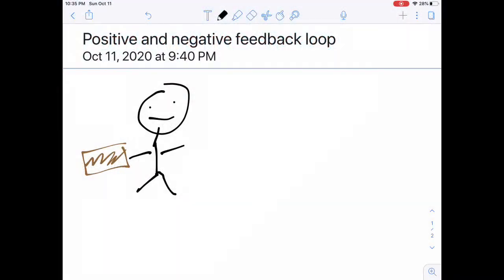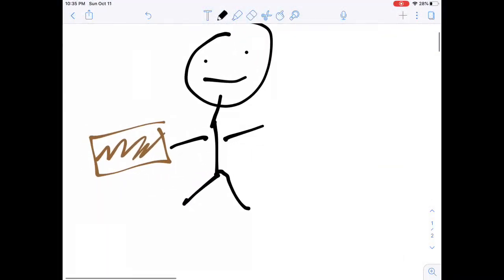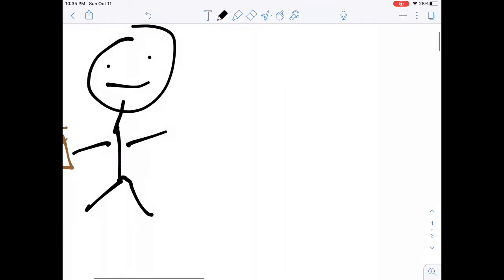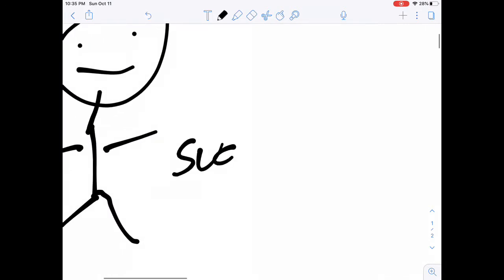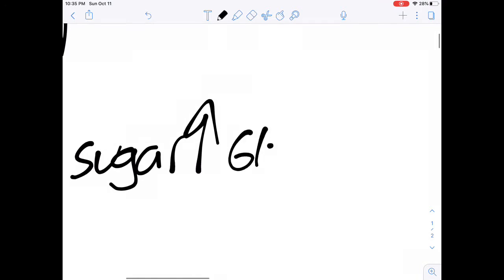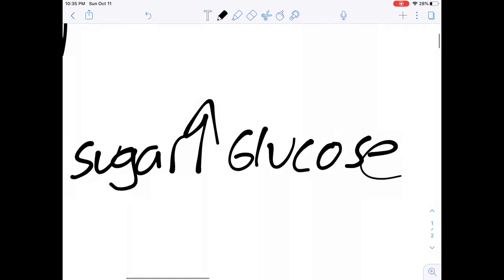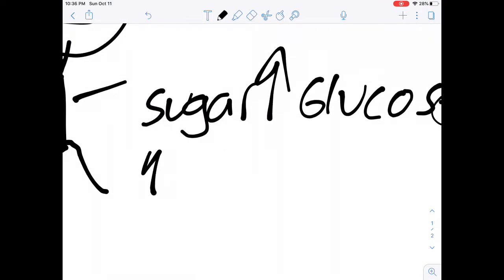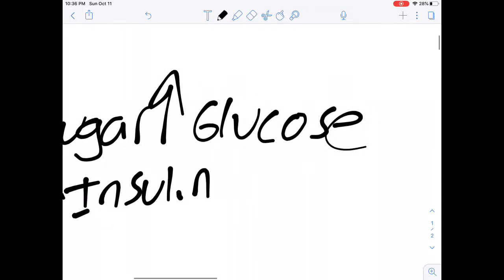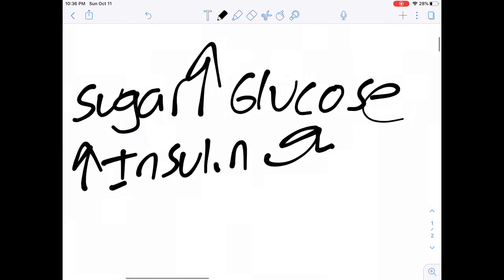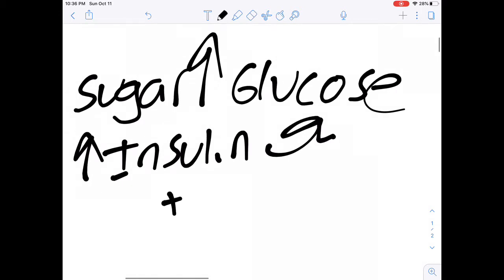We have Mr. Stickman here who hasn't eaten in 12 hours and is about to eat a chocolate bar full of sugar. The sugar will increase glucose in the body, which will increase insulin to bring down these glucose levels. That is a positive feedback loop.